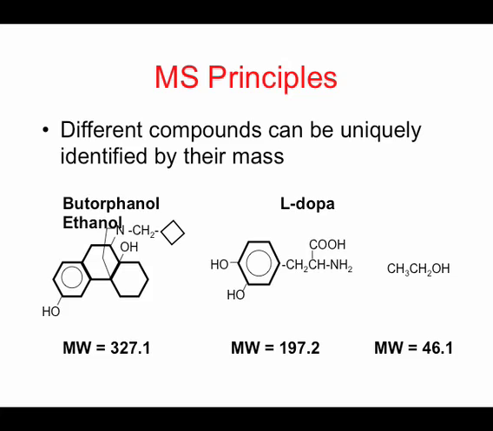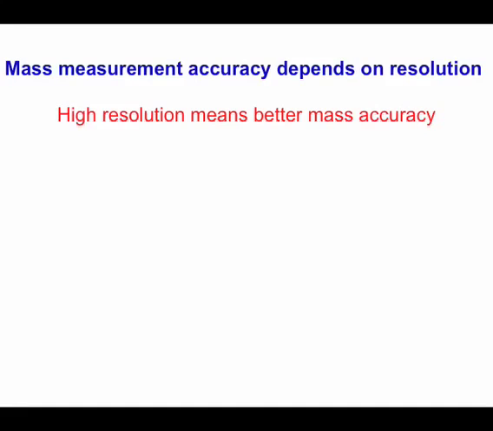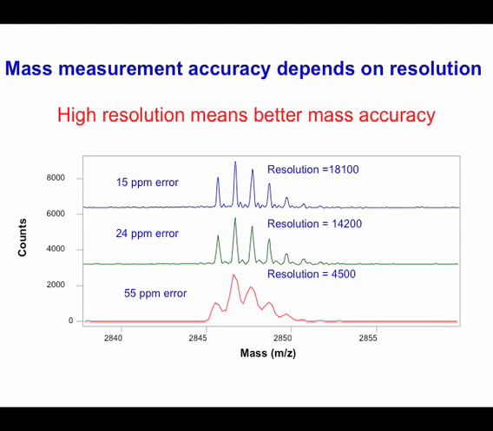A little bit more about the MS. So we have to know what this is about. The different compounds can be uniquely identified by their mass. Here we have only 1 decimal. Ethanol, small mass. So the mass can go up to 300,000 daltons. Here we have drugs, which never have such large masses, so they are relatively small masses.